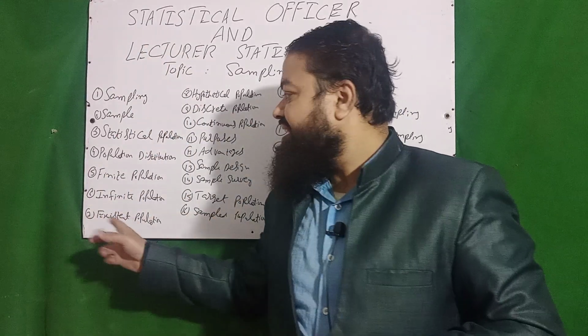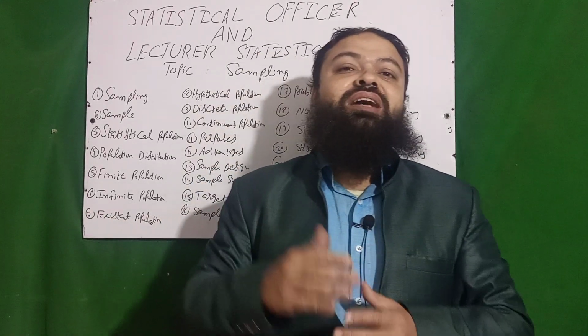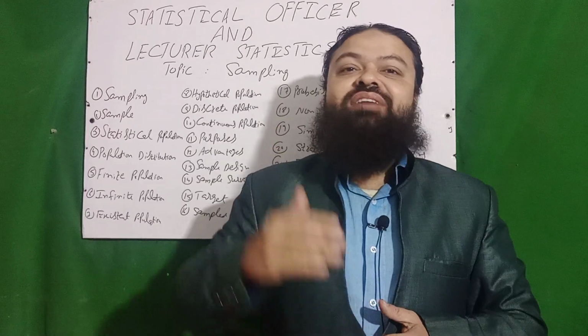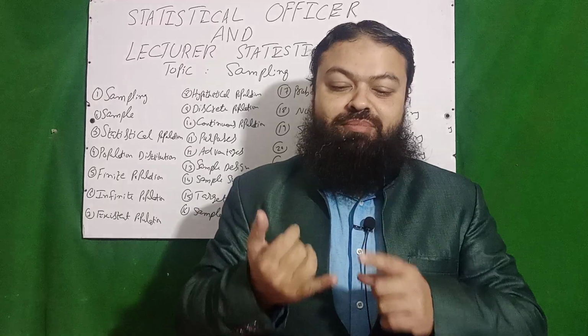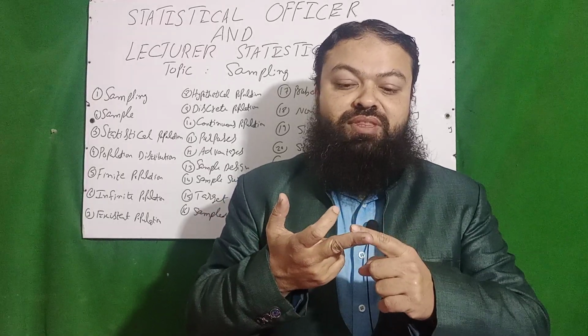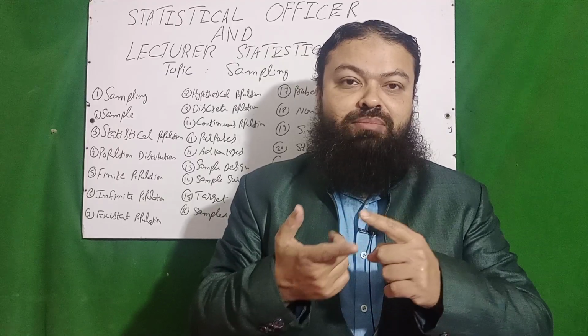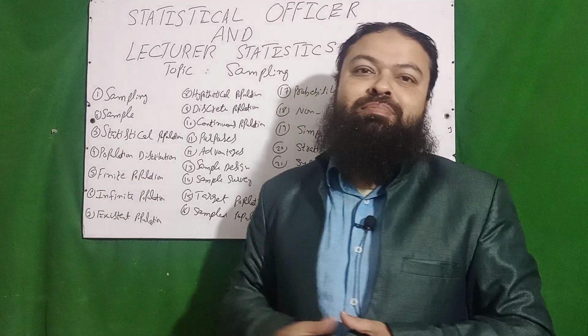Then the next one is existent population. If all the units of a population are existing physically, we have the concrete values, this will be existent population. Number of copies, number of road accidents, number of students in a class, number of teachers in the staff room, all these will be existent population.